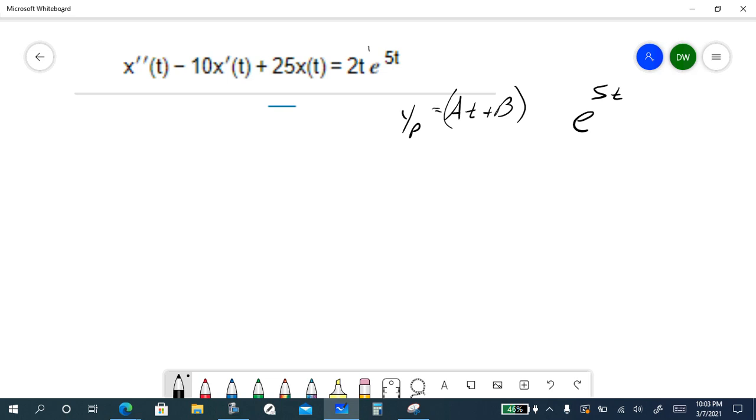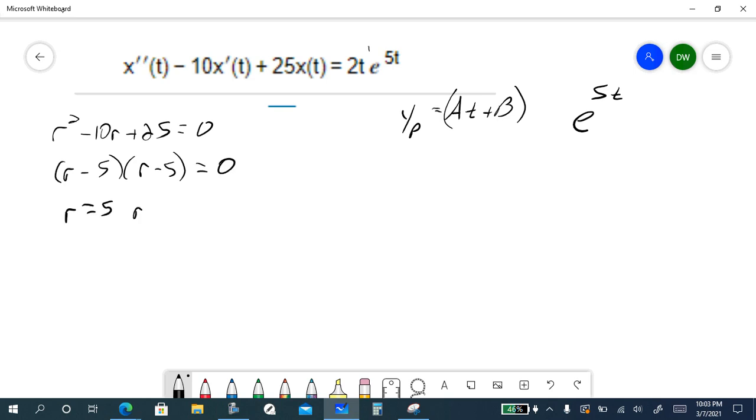But we need to look at our characteristic equation to see what the solutions to the homogeneous look like. So we have r squared minus 10r plus 25, and for the homogeneous, that would be equal to 0, not equal to this. If we factor that, we get (r minus 5) times (r minus 5). So we get r equals 5 as a double root. That's the solution twice. So for our homogeneous equation, we would have something of the form C1 e to the 5t and C2 t e to the 5t.